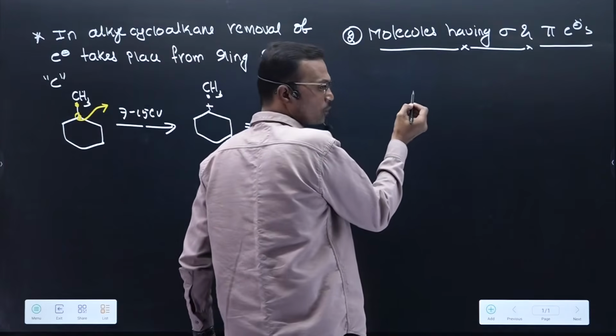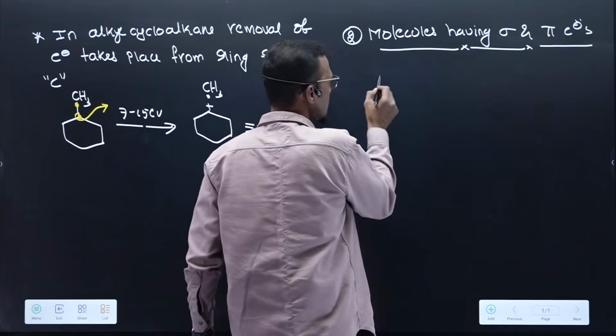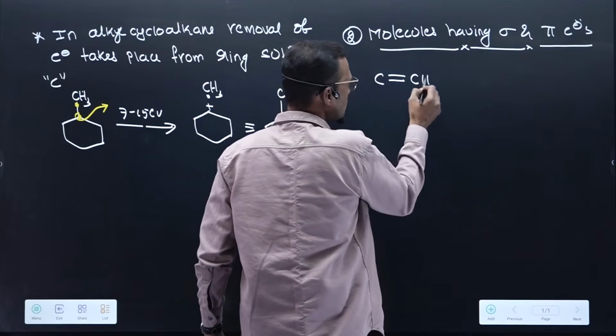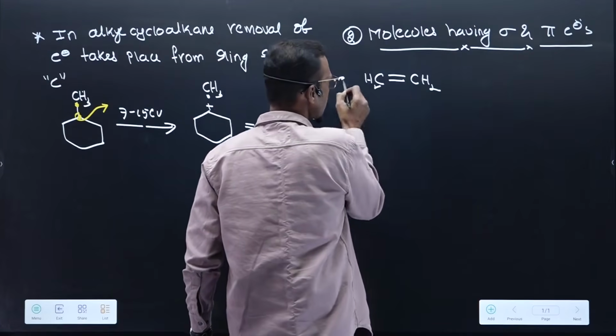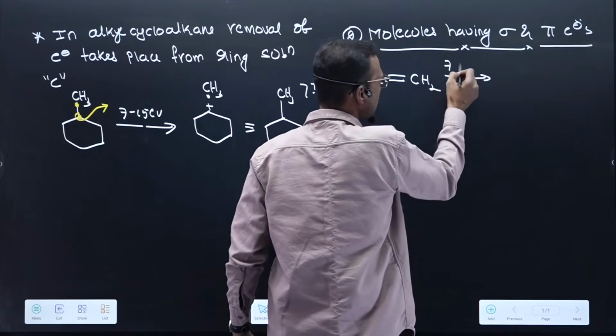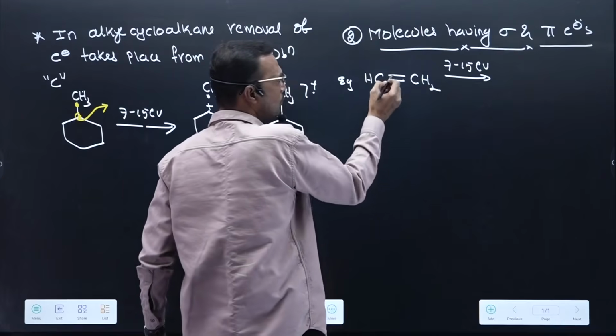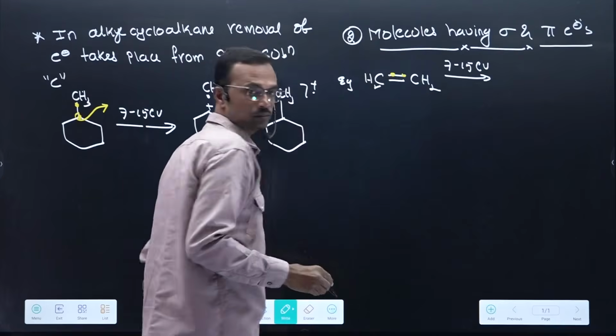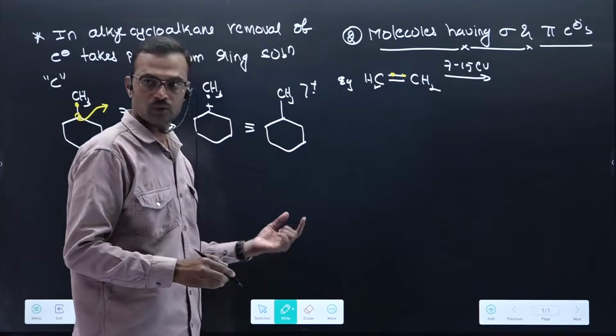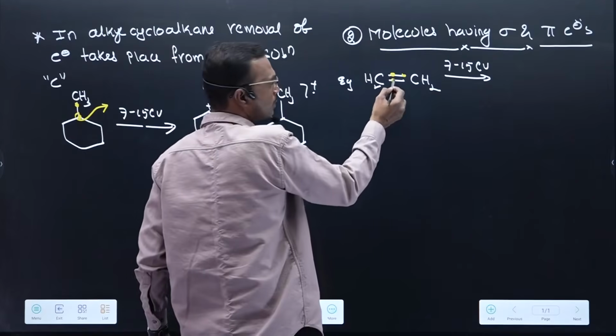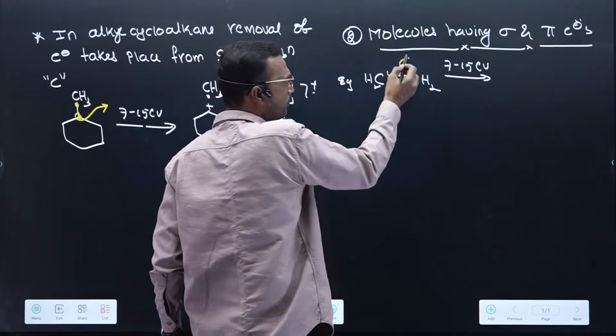So which is easy to remove, pi or sigma? Pi. See, a carbon-carbon double bond is present: CH2 and here also CH2. If I apply 7 to 15 electron volts, where should I remove the electron? See, it is a pi electron. What about below? That was a sigma electron. So don't remove from sigma, remove from pi.